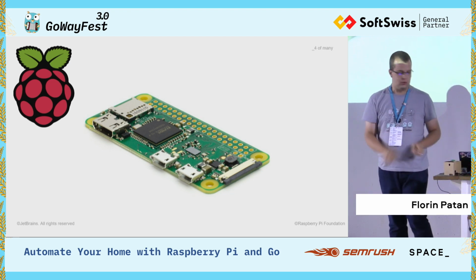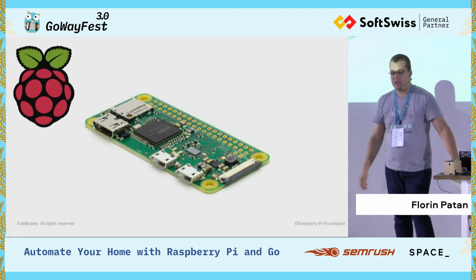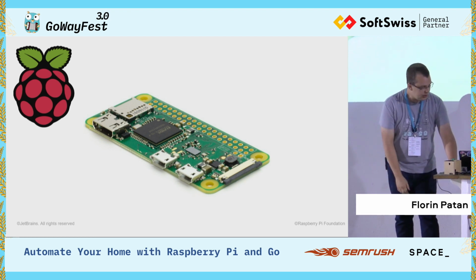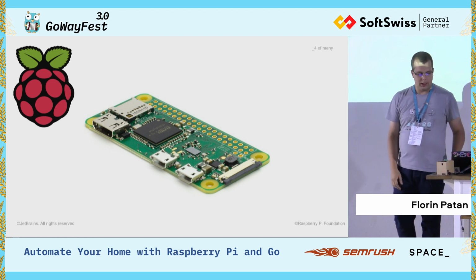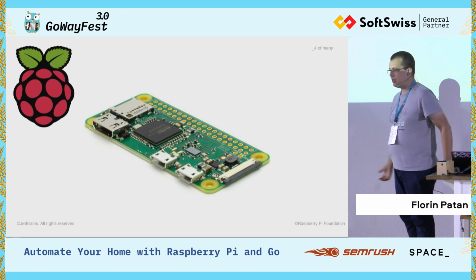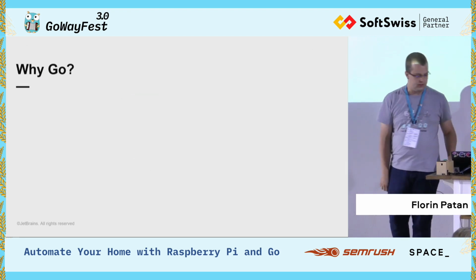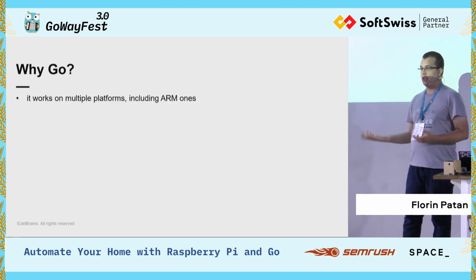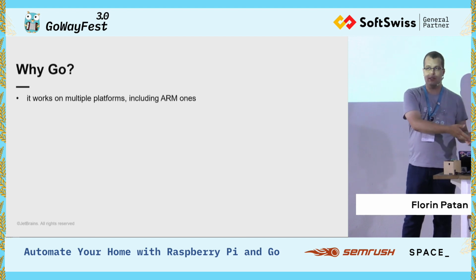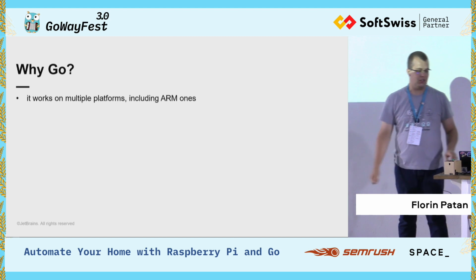Today, I won't be using this one. I'll be using the bigger model, this one, which is called the Raspberry Pi 3. Since I had one of these at home, I was like, okay, what's next? Can I do something? I know Go, so why would I choose it? As you probably know, Go supports multiple platforms, and it can also run on ARM-based platforms, which is what the Raspberry Pi uses as a CPU architecture.